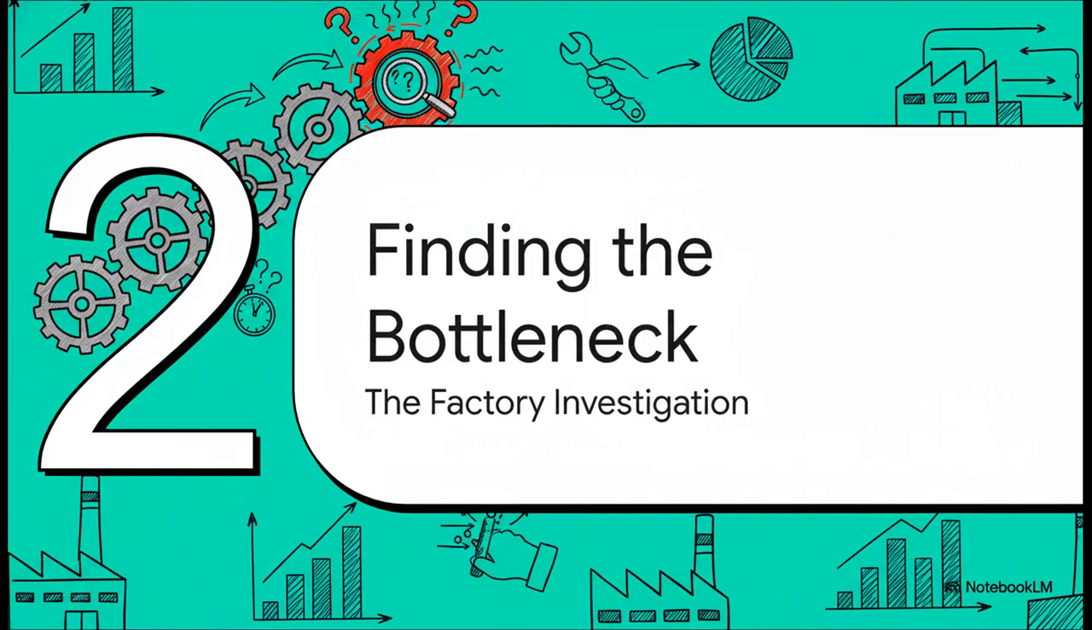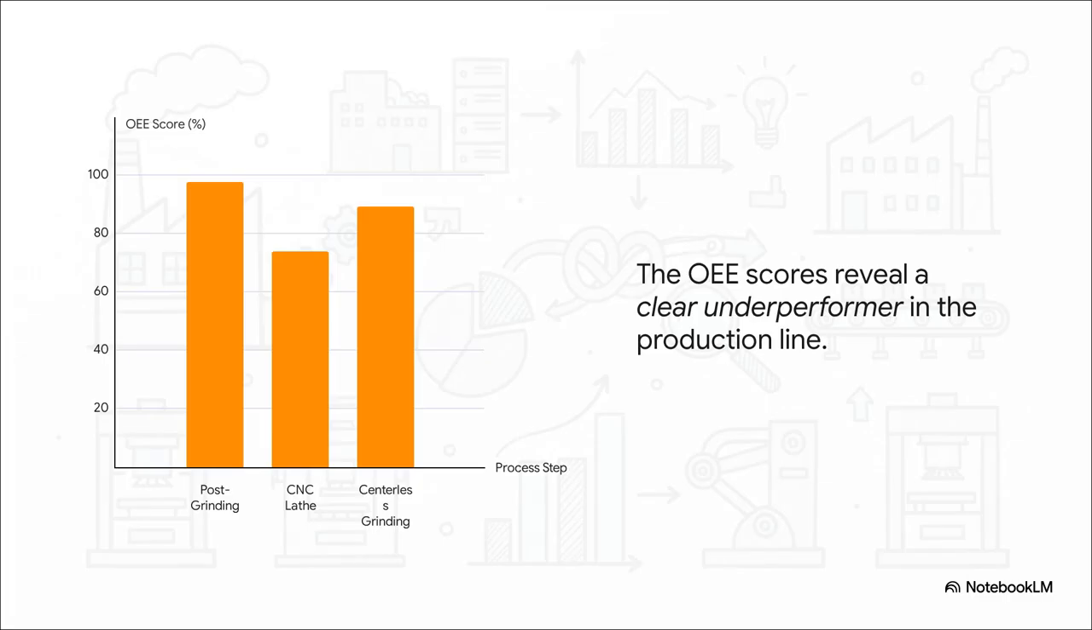All right, tool in hand, let's go to the scene of the crime. We're looking at a production line for hydraulic cylinder rods. It's a multi-step process, and we've gone ahead and measured the OEE for each of the key steps. One of these is our bottleneck, our number one suspect. And boom, the data's in.